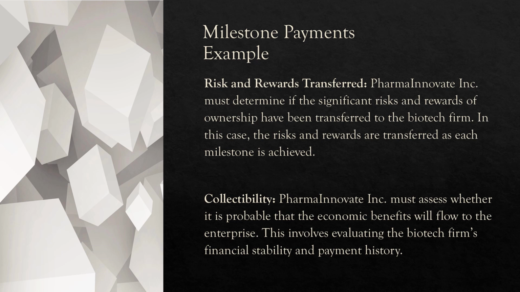So let's now consider risk and rewards transferred. Pharma Innovate Inc. must determine if the significant risk and rewards of ownership have been transferred to the biotech firm. In this case, the risk and rewards are transferred as each milestone is achieved. For example, upon successful completion of Phase 1 trials, the biotech firm benefits from the progress made, and Pharma Innovate Inc. earns the milestone payment. Next, collectibility. Pharma Innovate Inc. must assess whether it is probable that the economic benefits will flow to the enterprise. This involves evaluating the biotech firm's financial stability and payment history. If the biotech firm has a strong financial position and a good payment history, it is probable that the milestone payments will be collectible.